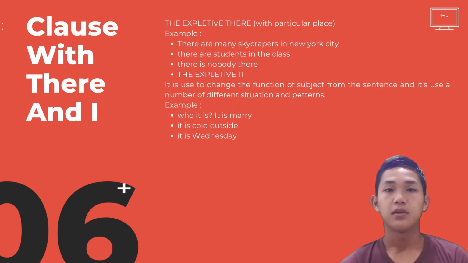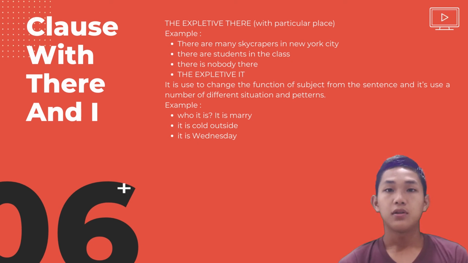The expletive there with a particular place. Example: 1. There are many skyscrapers in New York City. 2. There are students in the class. 3. There is nobody there.